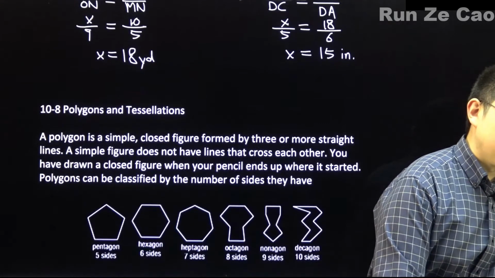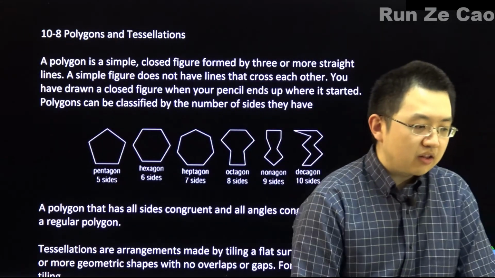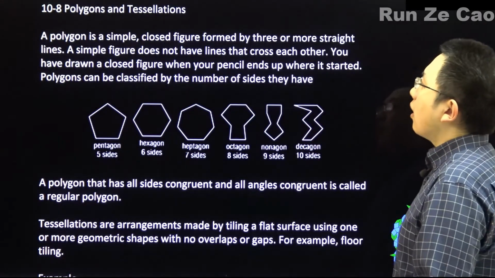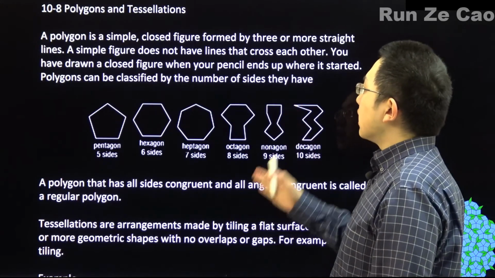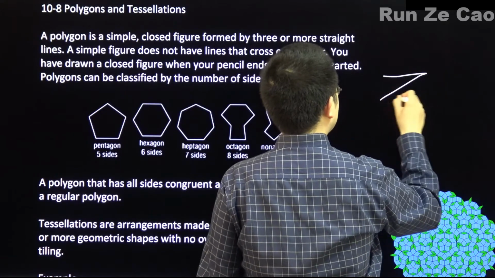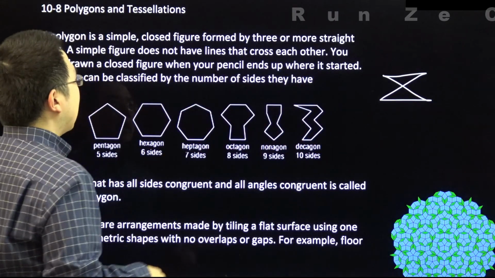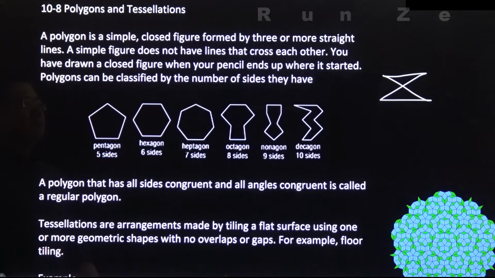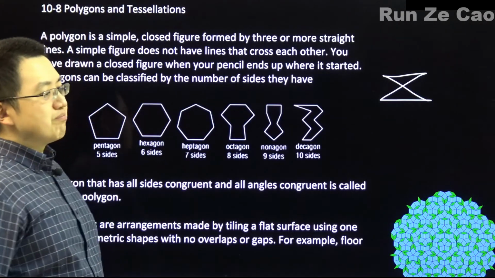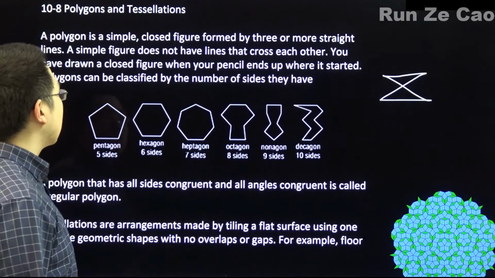Now, what is a polygon? A polygon is a closed shape that is formed by 3 or more straight lines. A polygon does not have lines that cross each other. So say this, yes, it's made of straight lines. It's closed because your pencil ends up where it started. But it's not a polygon because the lines crossed one another.